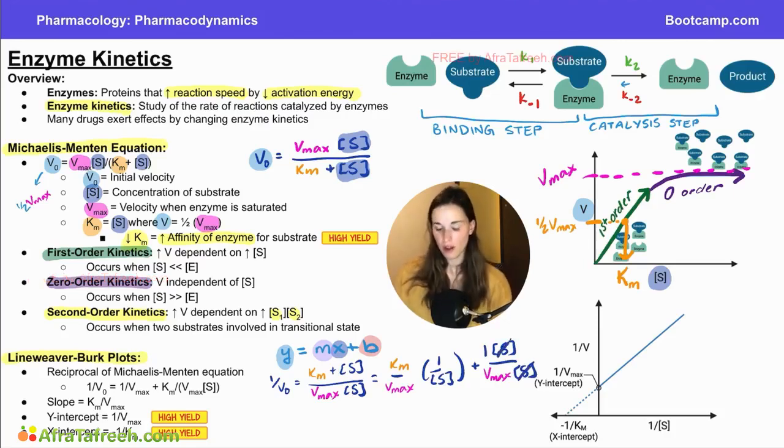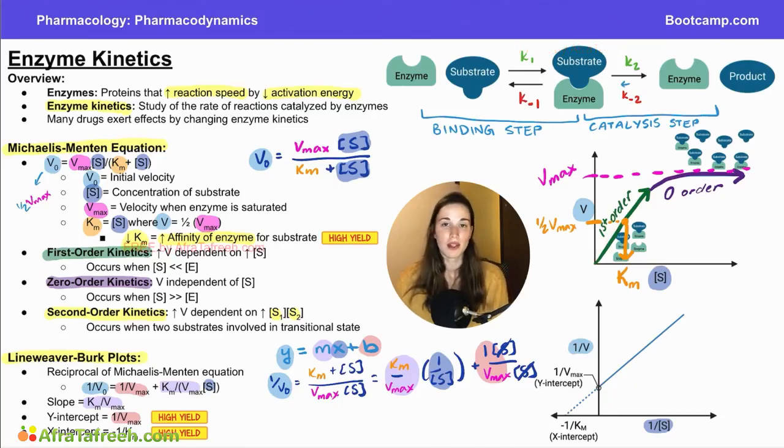And now if we consider our y-axis to be 1 over v naught, which you'll see on our graph here, and our x-axis to be 1 over the substrate concentration, and you can see that on our graph here as well, the rest of your terms end up making this a line graph. So the Km divided by Vmax is going to be your slope, and 1 over Vmax is going to be the y-intercept. So now you end up with a line instead of this curve.